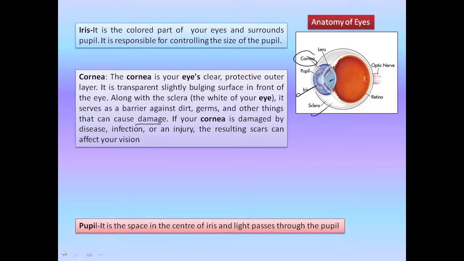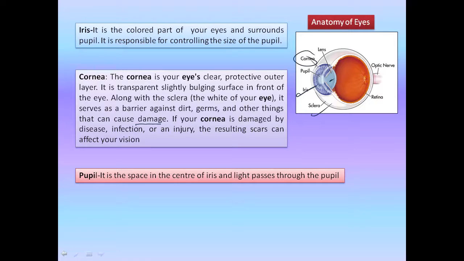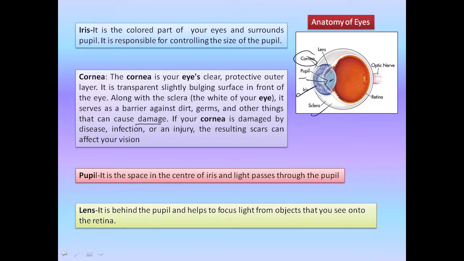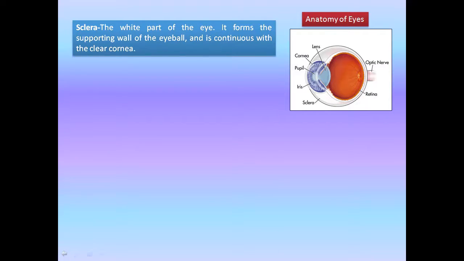Next is pupil. It is a space in the center of the iris, and light passes through this pupil. Here is the pupil and light passes through it. Then lens. It is behind the pupil and helps to focus light from the objects that you see onto the retina. Next, sclera. It is the white part of the eye. It forms the supporting wall of the eyeball and is continuous with the cornea.